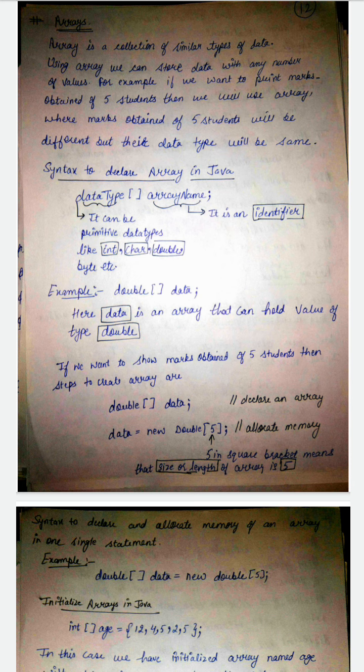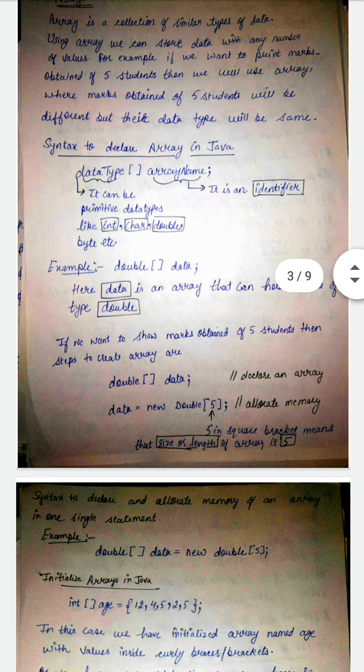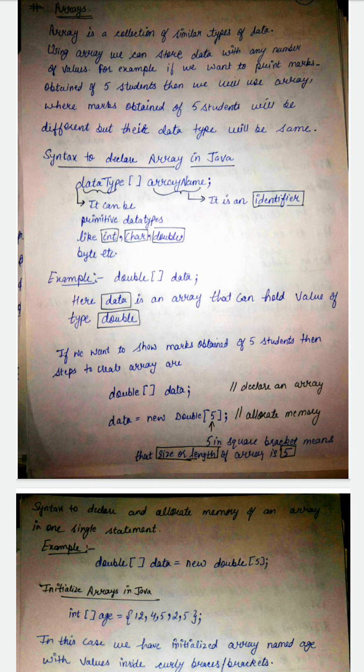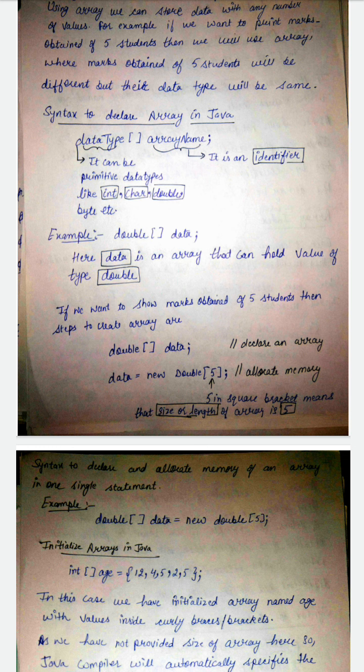Now using an array we can store data with any number of values. For example, if we want to print the marks obtained by 5 students, then we will use an array, where the marks obtained by the 5 students will be different but their data type will be the same. If you want to handle a large amount of data, and every student has different marks, then with different values but the same data type, we will use arrays.